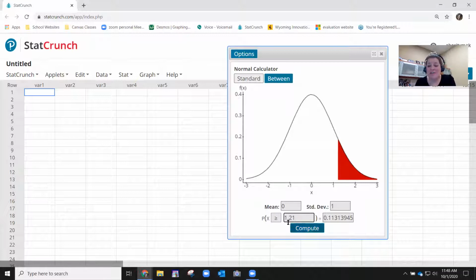But you need to know that this would be a z. You're putting in a z here and getting out a probability when these are 0 and 1. You're not putting in x, you're putting in z when it's standardized.